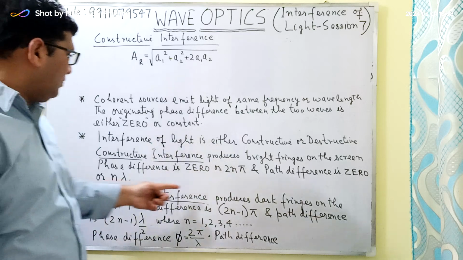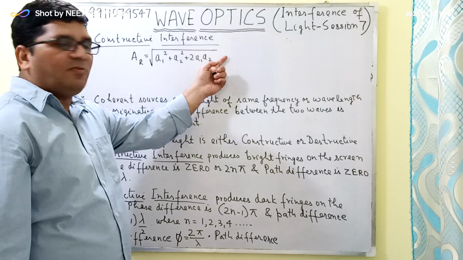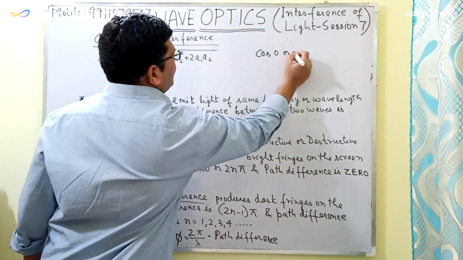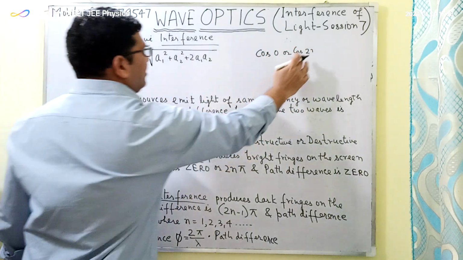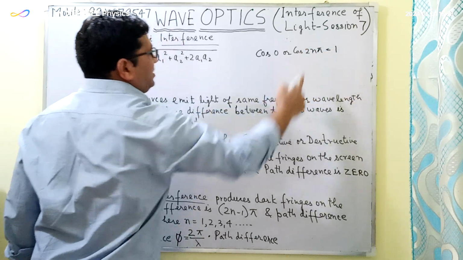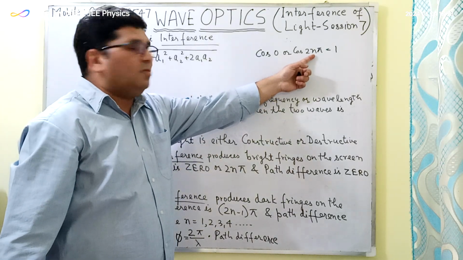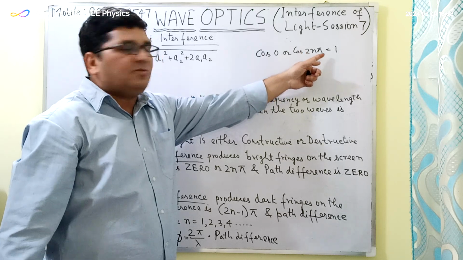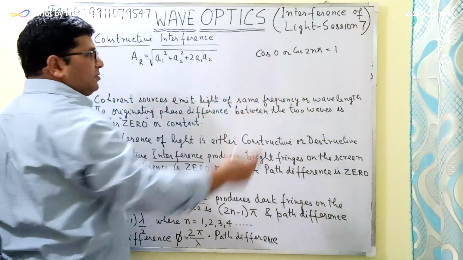Now in the case of constructive interference, the phase difference is 0 or 2n pi. The value of cos 0, or cos 2n pi, will be equal to 1. If you put n equal to 1, the value of cos 2 pi will be equal to 1. If you put n equal to 2, you will get cos 4 pi, and the value of cos 4 pi will also be equal to 1. Similarly, the value of cos 0 is also equal to 1.